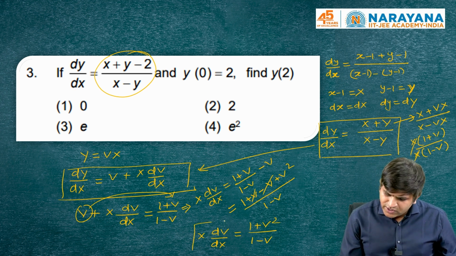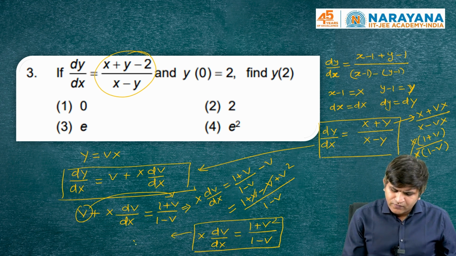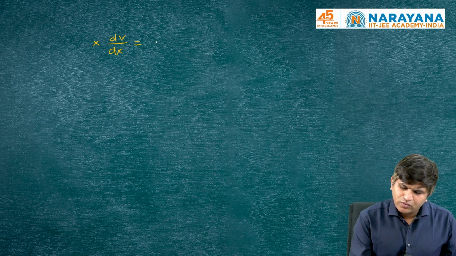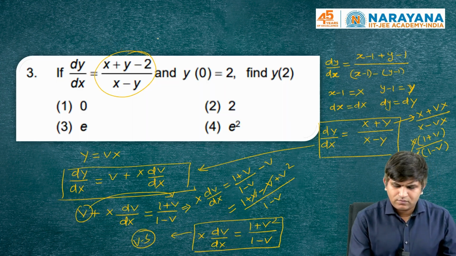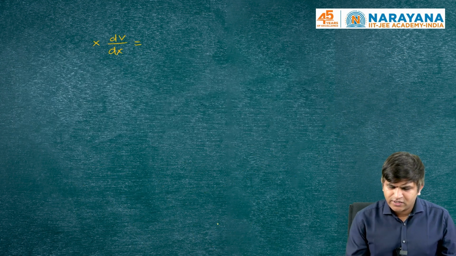So now this is nothing but, we can solve this very easily by using the variable separable method. Okay, so now we got x into dv by dx is equal to 1 plus v square upon 1 minus v.